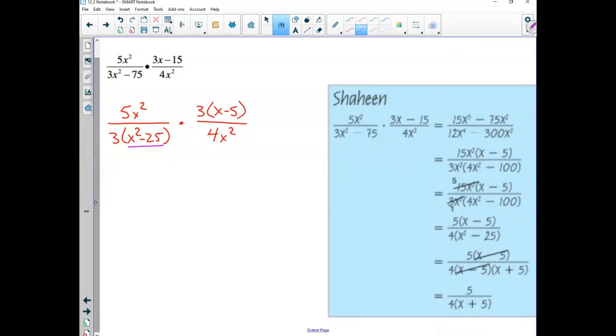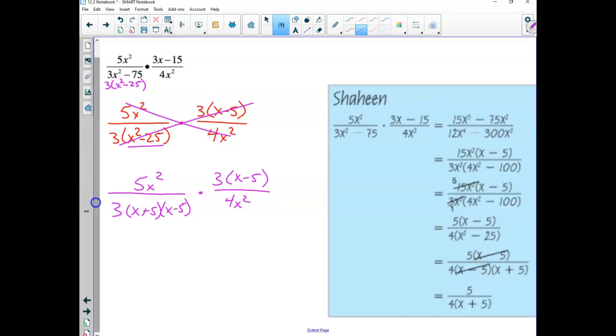So usually I would factor a little bit differently, but I'll show you. 5x squared over 3 times (x + 5)(x - 5), times 3 times (x - 5) over 4x squared. Usually that fuchsia one's the one I would do. I would typically see down here, this is 3 times (x squared - 25), and then I bada bing, bada boom to there, skip over this one. But then I'm going to completely factor everything.